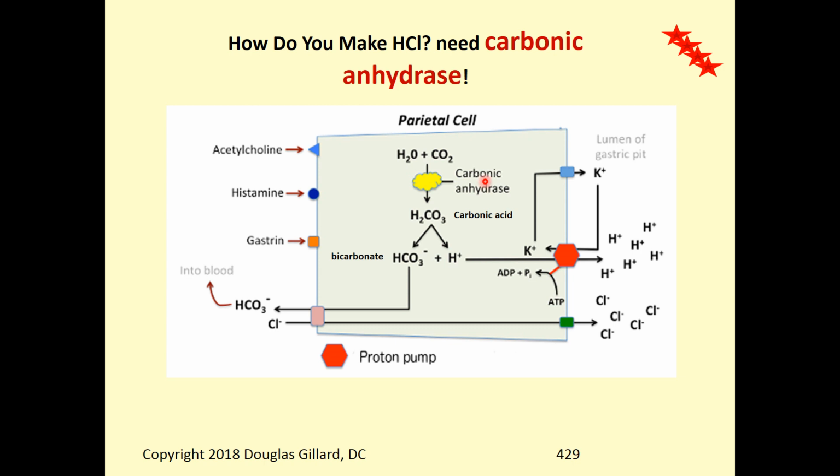But I wanted to show you carbonic anhydrase because these are common questions for medical students, maybe chiropractic students as well. To make a hydrogen ion, you take water and CO2, which is ubiquitous, and carbonic anhydrase, which is an enzyme, creates H2CO3, which is carbonic acid. Carbonic acid dissociates in the cytosol into bicarbonate, which is kicked out the basolateral surface.